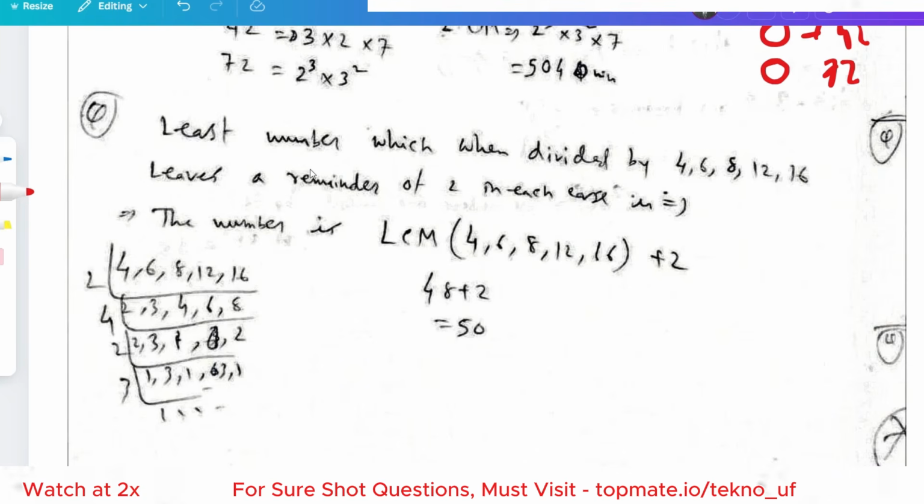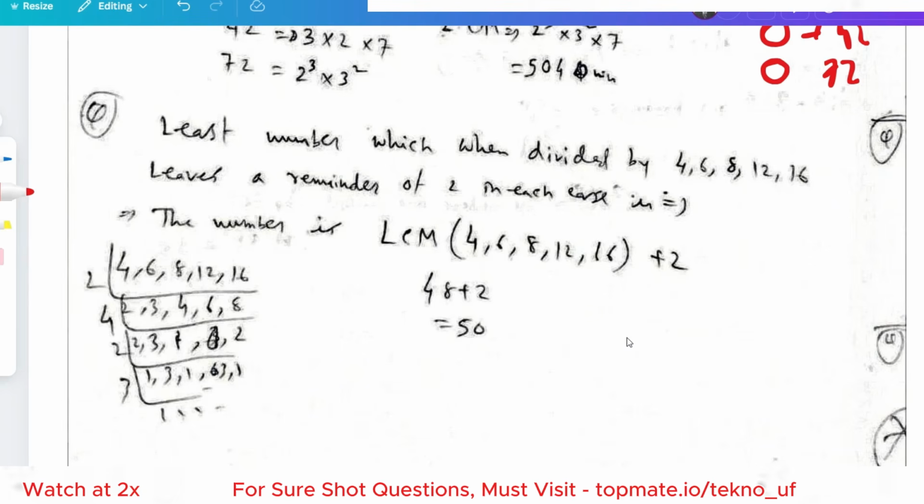Here you have been told: the least number which when divided by 4, 6, 8, 12 and 16 leaves the same remainder in each case, that is 2. I have told you the process to calculate this number. What is the least number? How can you find it? It is just the LCM of all these numbers plus the remainder. Then you can get the output.